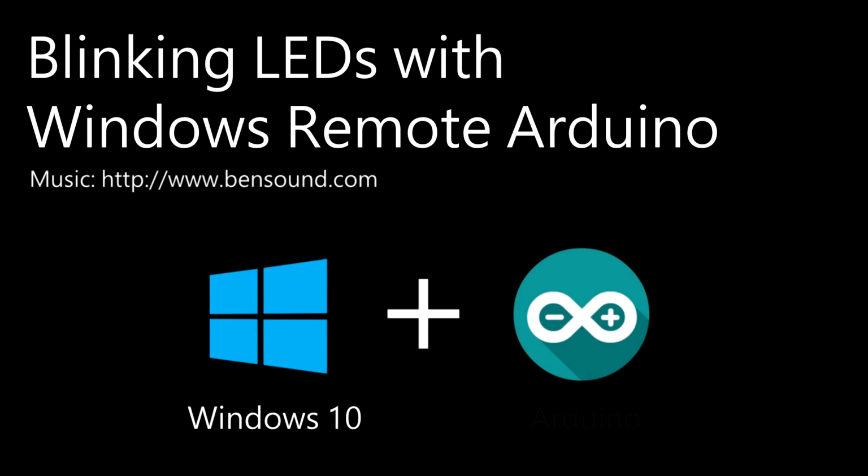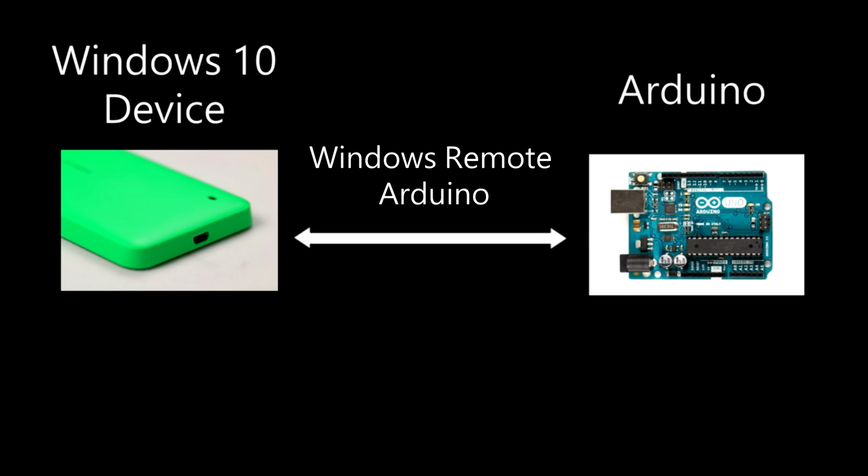In this basic sample, we're going to use Windows Remote Arduino on a Windows 10 device to remotely blink LEDs on an Arduino. For those unfamiliar, using the Windows Remote Arduino library allows a Windows 10 device to remotely control the pins of an Arduino device.